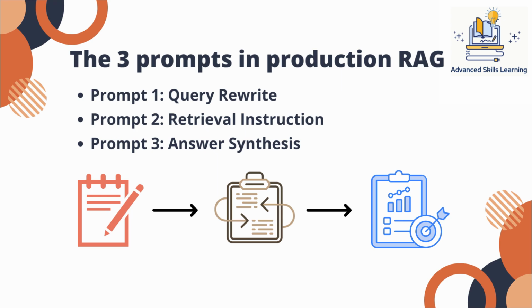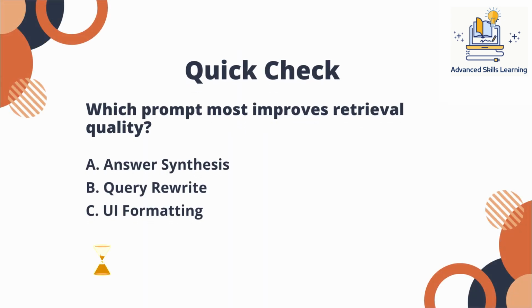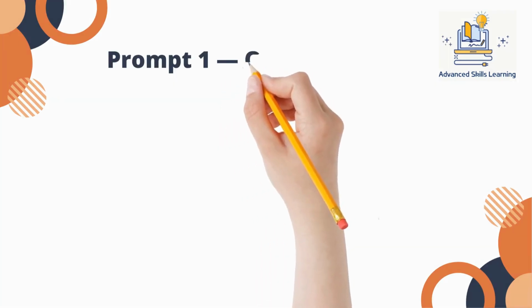Quick check. 2 seconds. Which prompt usually improves retrieval quality the most? A. Answer synthesis. B. Query rewrite. C. UI formatting. Keep your guess in mind. The answer is B. Query rewrite.